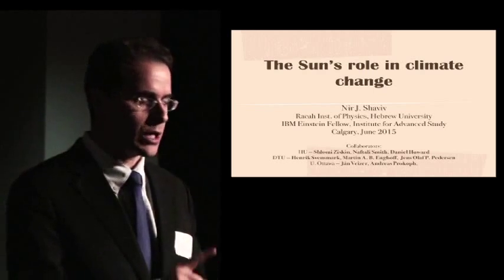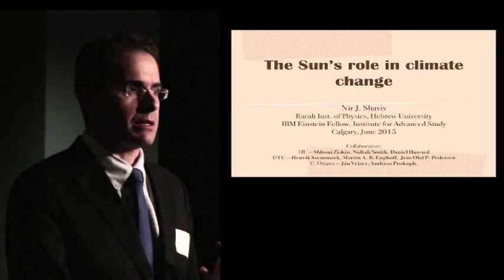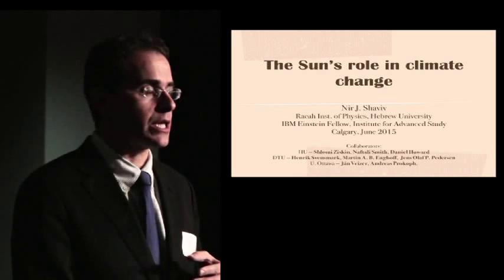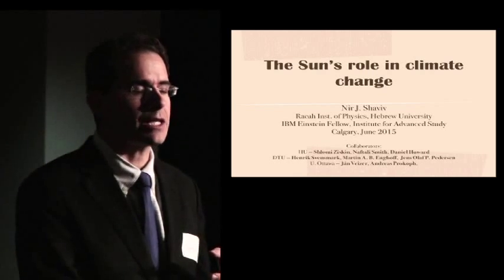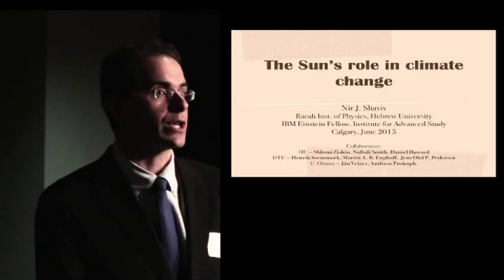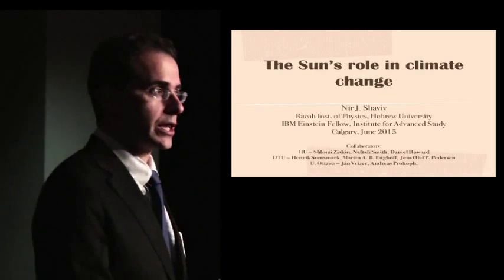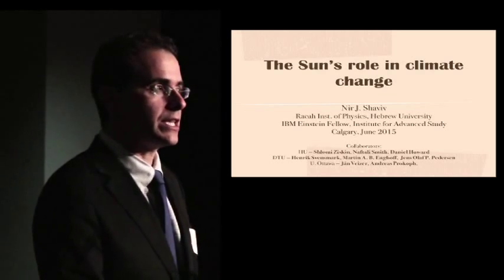Okay, so three things. One, by how much the CO2 is going to change. The next thing is by how much the energy budget is going to change following changes in the CO2. And the third thing is what is the sensitivity: for a given change in the energy balance, by how much the temperature is going to change.